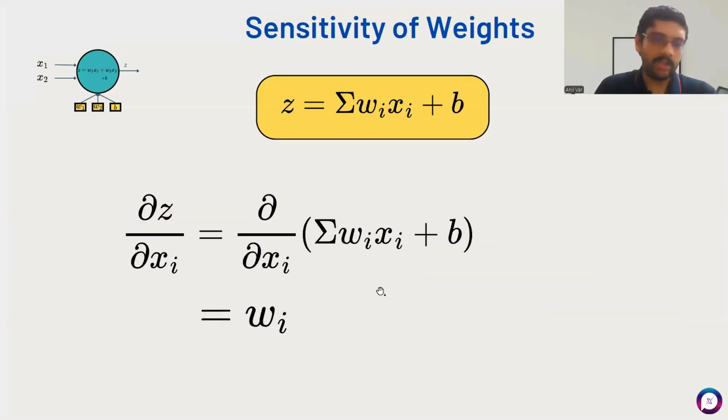So as you can see, just like with the weights, that can be applied to any x coming into this neuron. The derivative of z with respect to any xi is w. So we've got the derivative of the linear part with respect to the inputs, the weight and the bias.